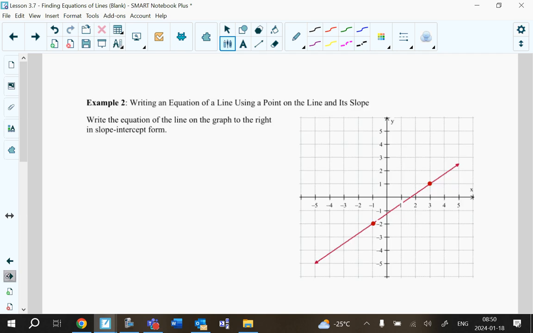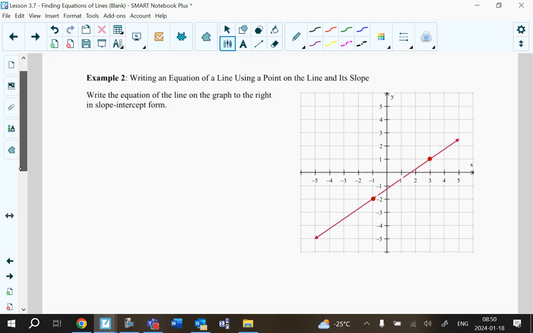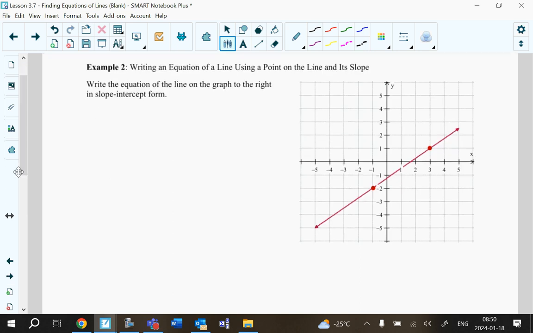How about this one? This time we're given a graph. And we're shown 2 points on the graph by these dots. Again, what 2 pieces do I need to find? m and b.